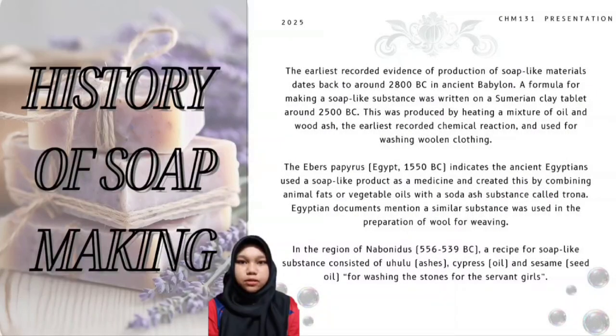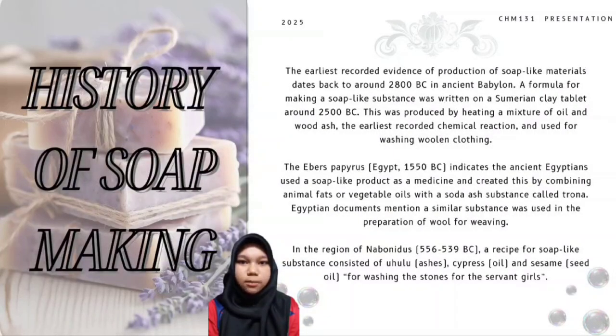The Ebers Papyrus, Egypt, 1550 BC, indicates the ancient Egyptians used a soap-like product as a medicine and created this by combining animal fats or vegetable oil with a soda ash substance called trona. Egyptian documents mention a similar substance was used in the preparation of wool for weaving.